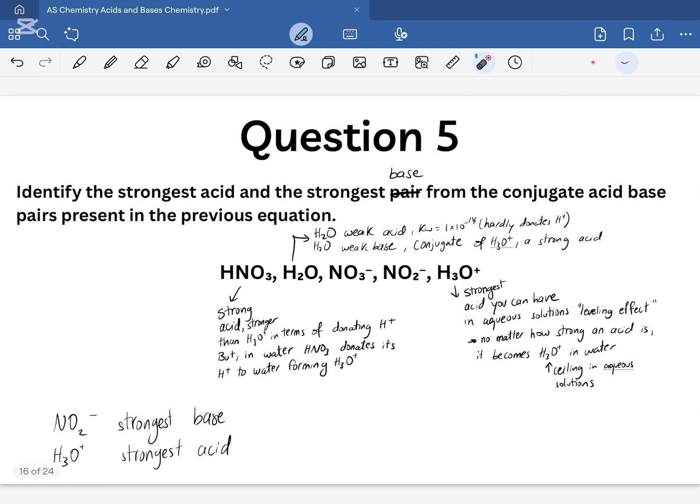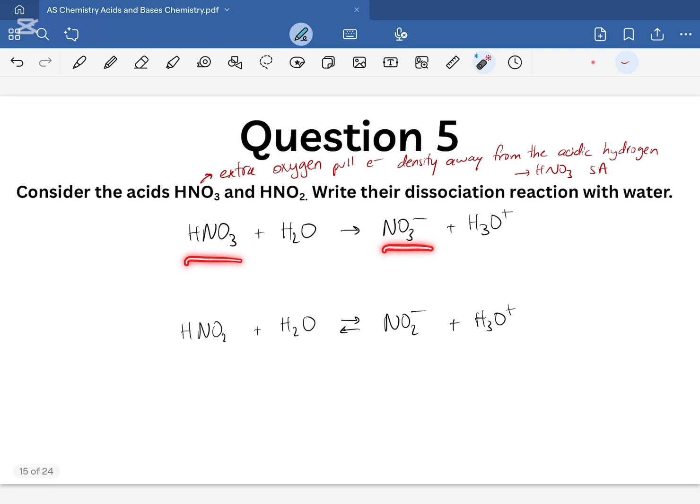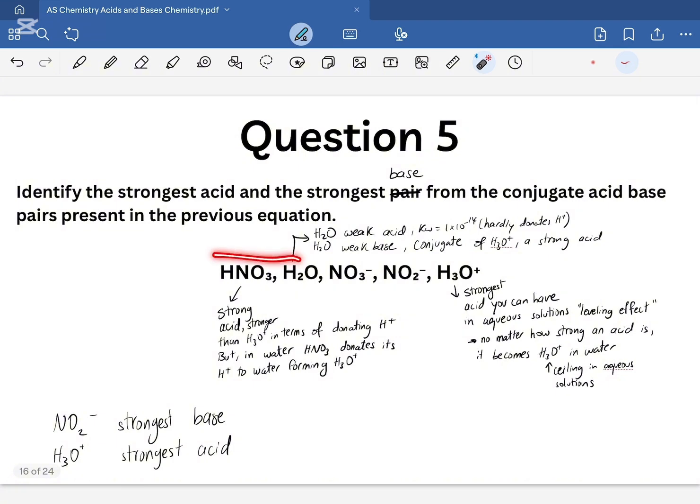Now the next question was, identify the strongest acid and the strongest base from the conjugate acid base pair present in the previous equation. So HNO3, NO3 minus, HNO2, NO2 minus. We also have the H2O and the H3O plus. And we need to identify among the list the strongest acid and the strongest base.